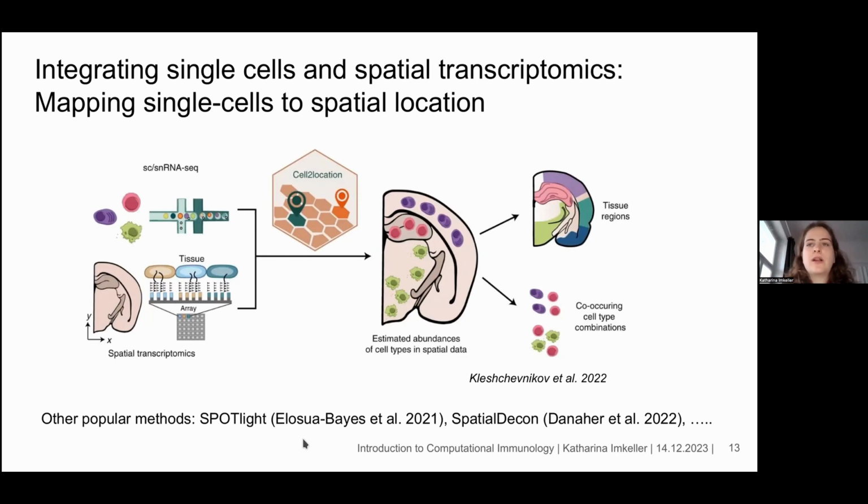There are also other popular methods that can be used. And if you only measured one of the data, if you only have spatial transcriptomic data, it's also possible to use public reference data sets for the mapping. This mapping is also sometimes called deconvolution, where in each spot or in each area of the spatial transcriptomic data, you deconvolute which cell types were present there.